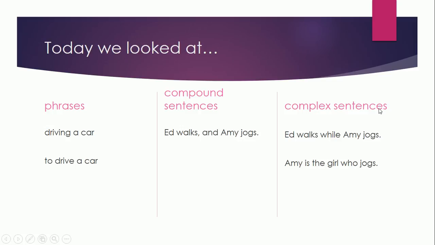And complex sentences, very similar, a little bit different. This is the word that makes this phrase, while Amy jogs, a fragment. So we've got to join it to the independent clause, Ed walks. Or we can have an adjective clause. Amy is the girl who jogs, so who jogs is the adjective clause describing the girl. So we know that both of these sentences have a dependent clause and an independent clause. Left out the noun clause, that's okay, we don't see those as often.